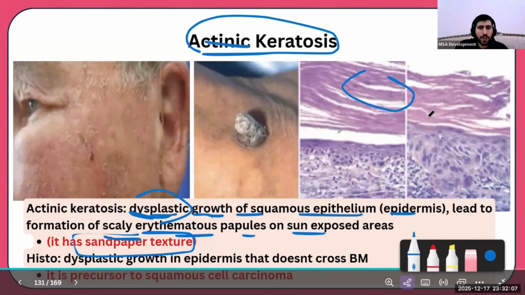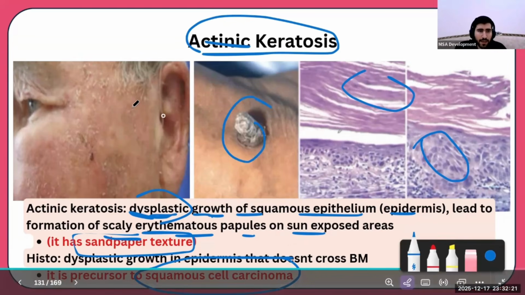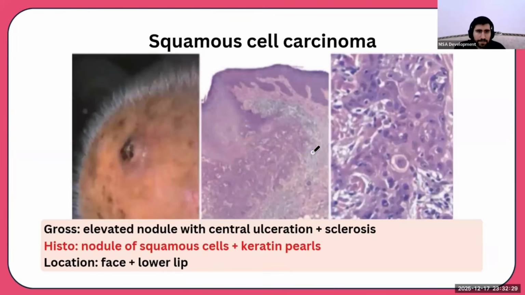Okay? In histology, dysplastic growth of squamous cells, and it may become squamous cell carcinoma later on. So actinic keratosis is benign, but it is dysplastic growth of squamous cells on sun-exposed areas, causing formation of this sandpaper-like texture of a lesion, and it's a precursor of squamous cell carcinoma.